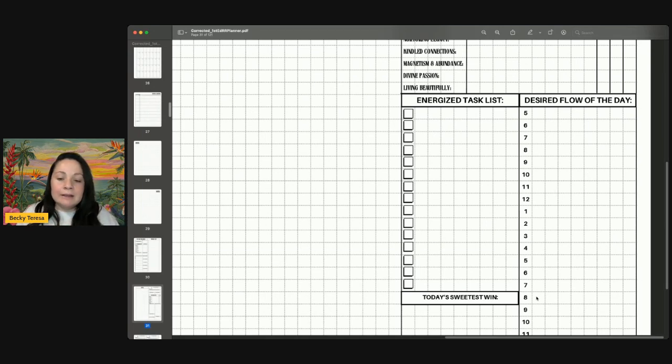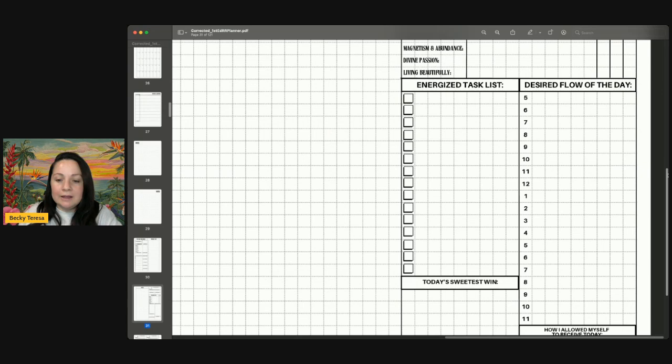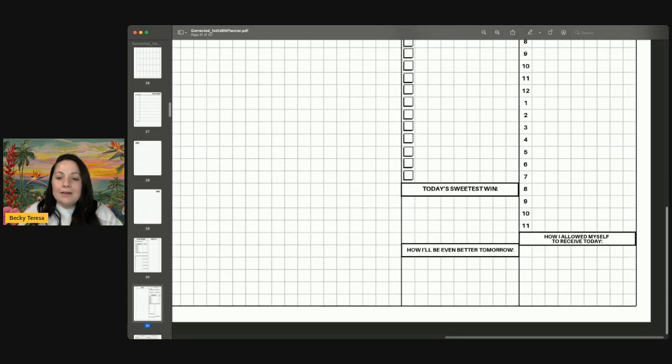And so you've got some times here as a guide if you want to, so you can fill in, highlight a block here for an appointment that you have, a Zoom call, a phone call, or when you're going to wake up, when you're going to do your skincare, when you're going to do your workout. This is your desired flow of the day. Okay, it's not a concrete thing; it's a flow. Okay, and then here at the bottom, today's sweetest win.